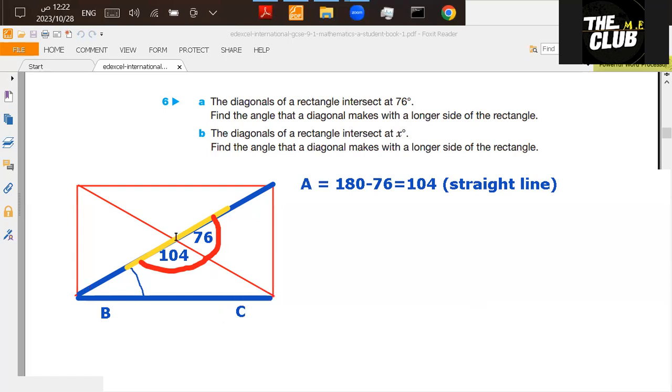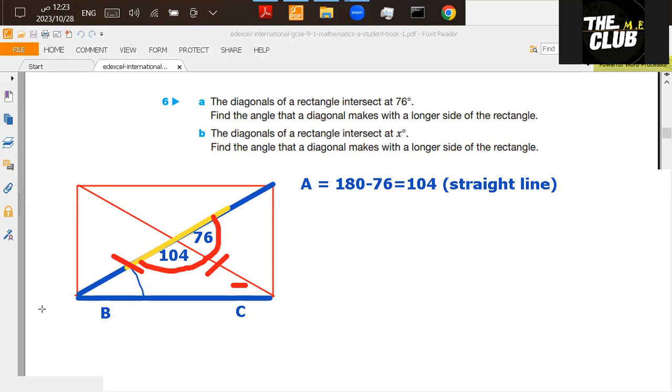And as you can see, this is an isosceles triangle. This line is the same as this line. It means this angle is the same as this angle. So in an isosceles triangle, we have two identical base angles. So they are the same. And we have the top angle. The top angle is 104.